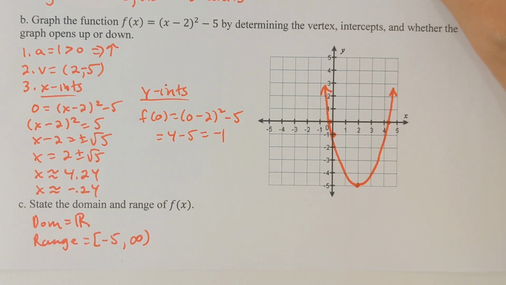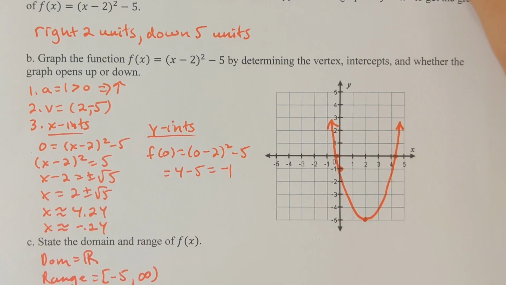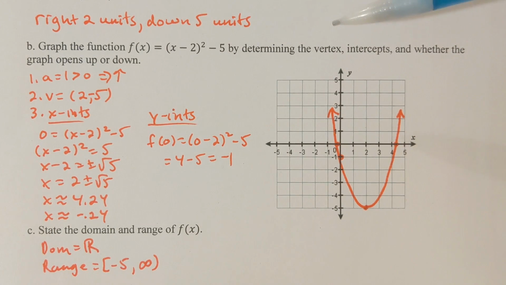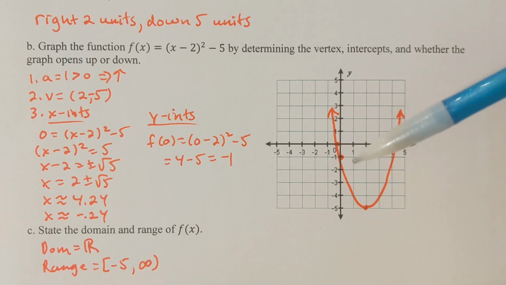Part C, state the domain and the range of f. Okay, so, I can square any number and subtract 5, right? Domain is all real numbers. By the way, the domain of any quadratic will always be all real numbers, okay? Just a heads up on that.